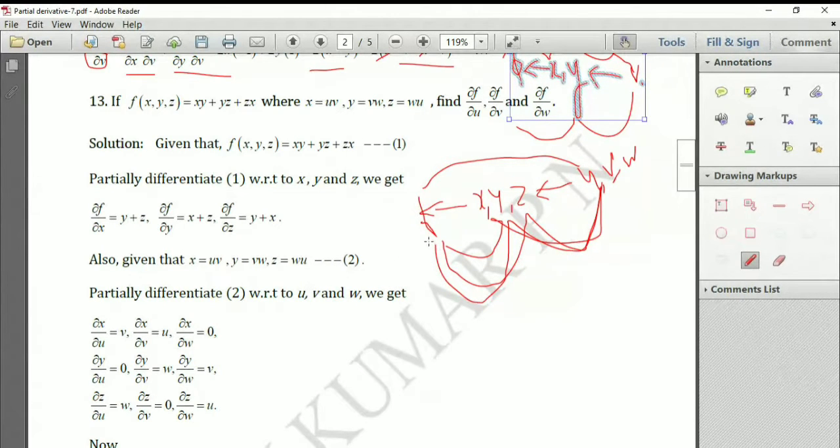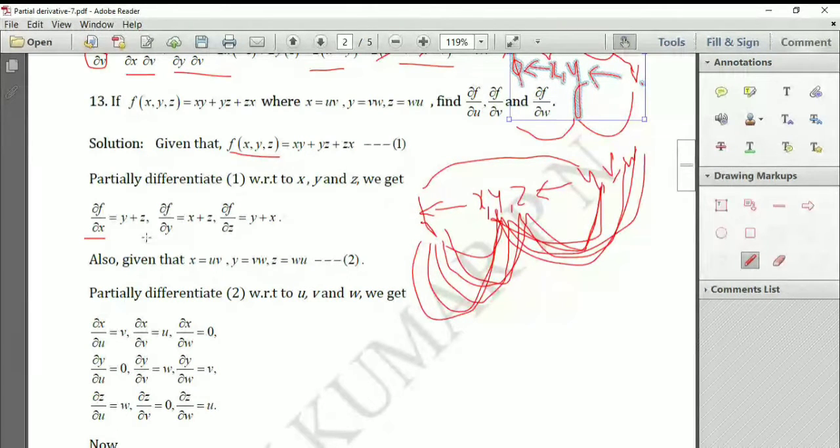Similarly, what is the partial derivative of f with respect to w? You'll get dou f by dou x into dou x by dou w plus dou f by dou y into dou y by dou w plus dou f by dou z into dou z by dou w. For finding that answer, you have to differentiate f with respect to x, y, z partially. When you are differentiating with respect to one variable, you have to keep the other two as constants. Keeping that in mind, you find out dou f by dou x, dou f by dou y, dou f by dou z.